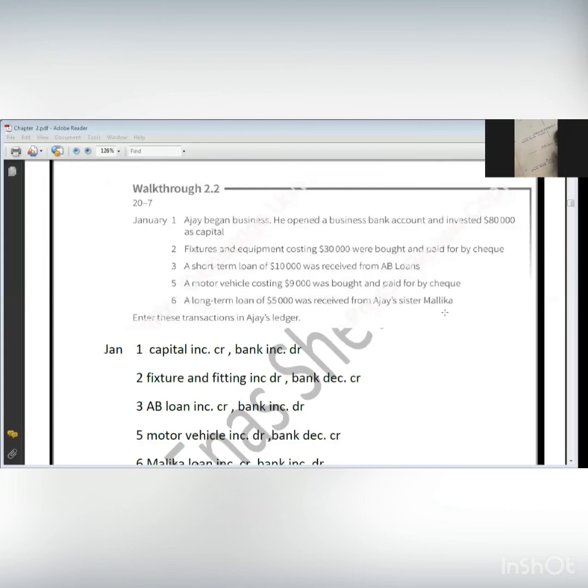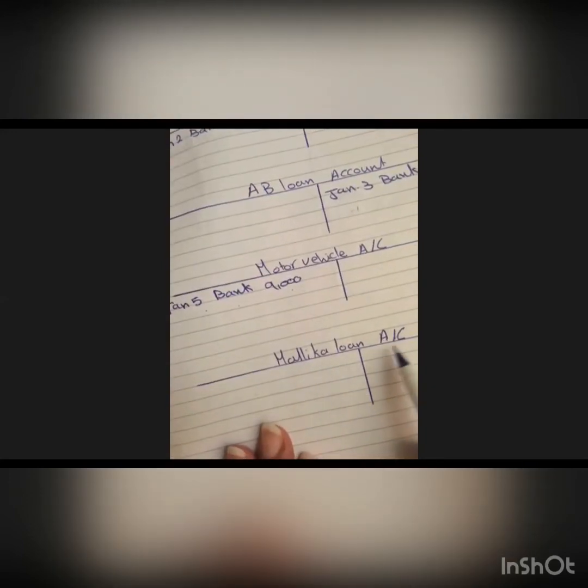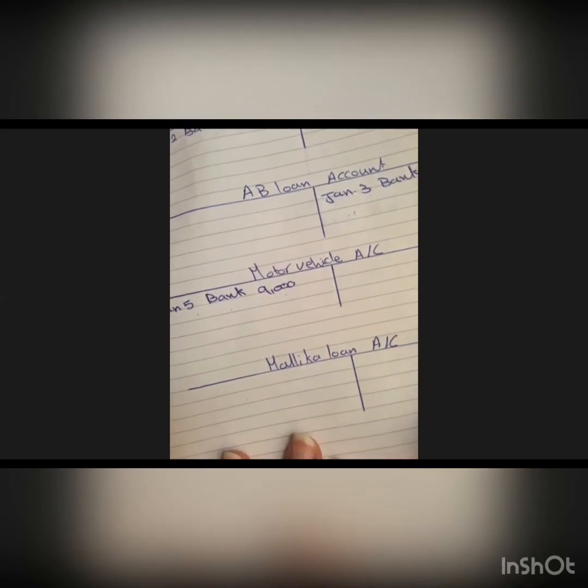And my bank, I put money in my bank. So what will happen to my bank? My bank will increase or decrease? My bank, of course, will increase. So it will be debit. Now, let's see how we will do this. I will open an account called Malika loan. A/C is the abbreviation of account. I'll write on the credit side.